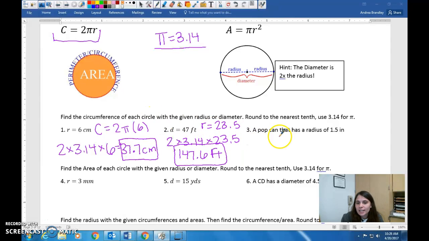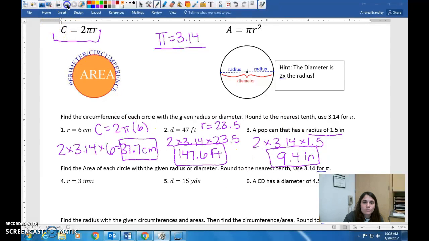Okay, so hopefully now you've tried number 3, and I'm going to go ahead and show you. So the radius is 1.5. So again, 2 times pi times 1.5. If I enter that in my calculator, 2 times pi times 1.5 rounds to 9.4, and this time we're dealing with inches. So that's the basics of finding circumference.